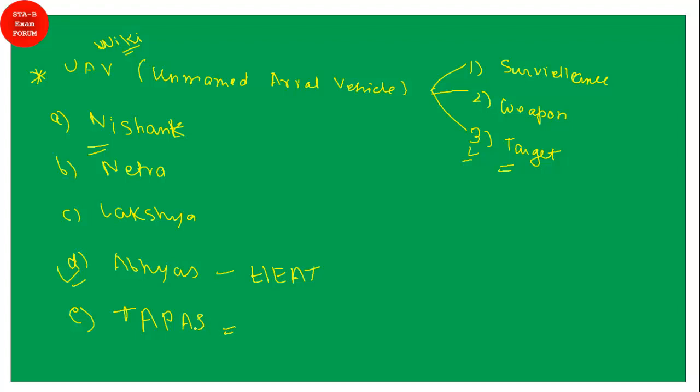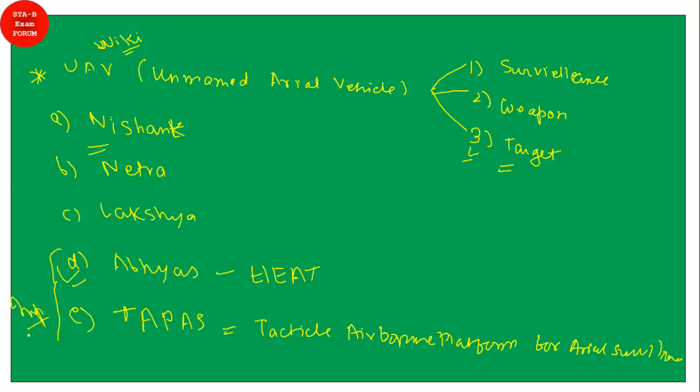What is Tapas with respect to UAV? Its full form, you can note it down, is Tactical Airborne Platform for Aerial Surveillance. AS means aerial surveillance. So these are some UAVs that DRDO has developed. Just remember these names, and these are the current ones, so you can remember these two for sure.